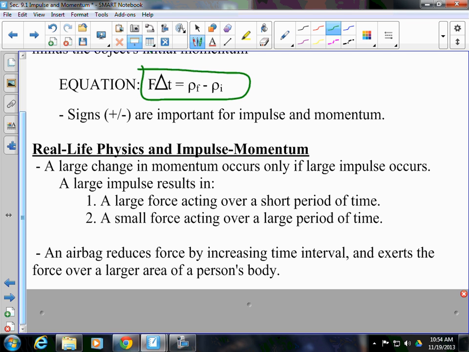Now, if I took a small force and acted over a large period of time, that would be decelerating a car without getting in an accident, obviously. I'm very slowly stepping on the brakes as I go. So you can do it one way or the other: a large force over a short amount of time or a small force over a large period of time. That would be the impulse momentum theorem.